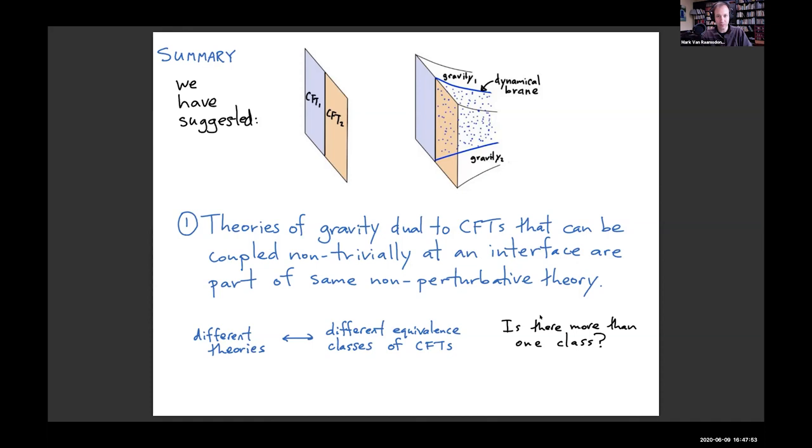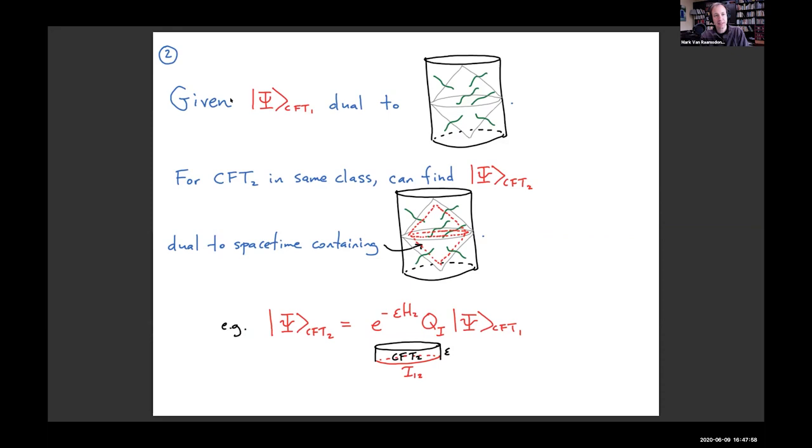We then argued that given CFT1 in some state which is dual to a particular space-time, as long as CFT2 can be non-trivially coupled to CFT1, we can find a state of CFT2 which is dual to a space-time that contains an arbitrarily large portion of the Wheeler-DeWitt patch. We give a particular construction of that state.